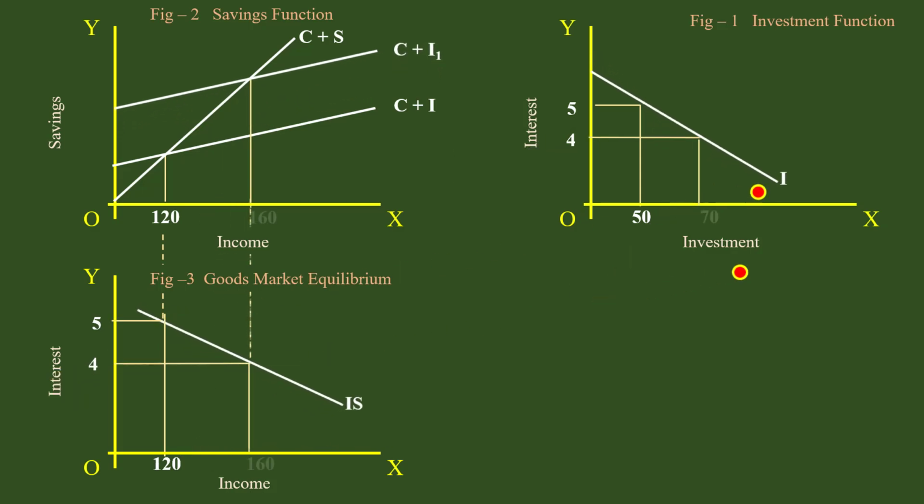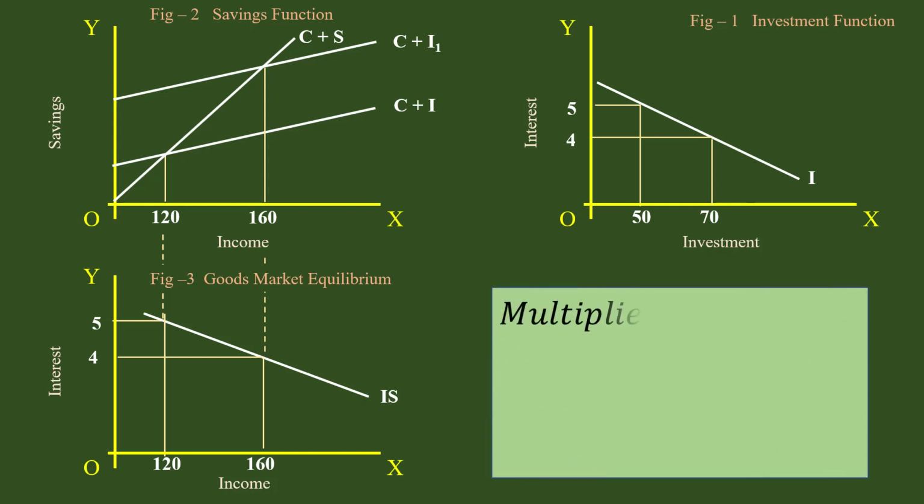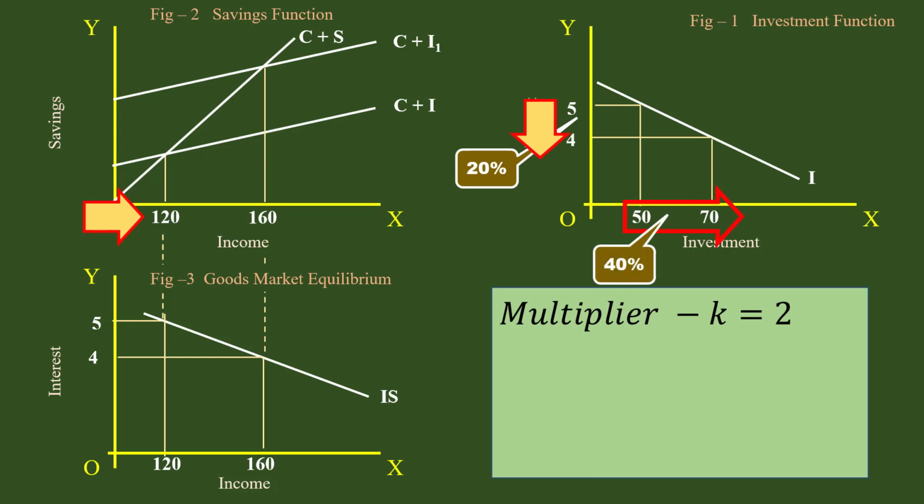Let me present the same graph with some changes. The initial values are the same. Value of multiplier K is 2. Initial income 120 rupees. Interest falls from 5% to 4%. Percentage fall in interest is 20%. I have introduced change in investment. After a fall in interest, the investment increases from 50 rupees to 70 rupees. Percentage increase in investment is 40%.